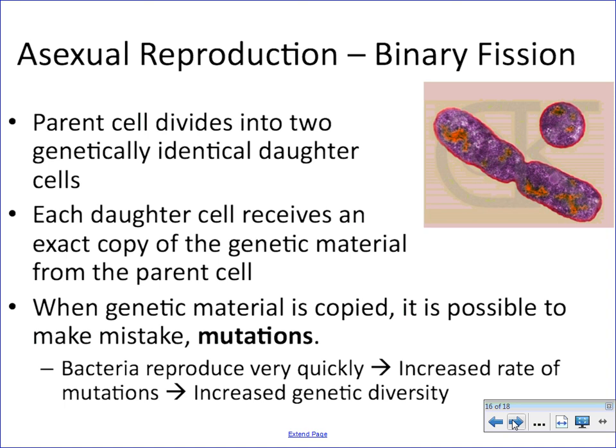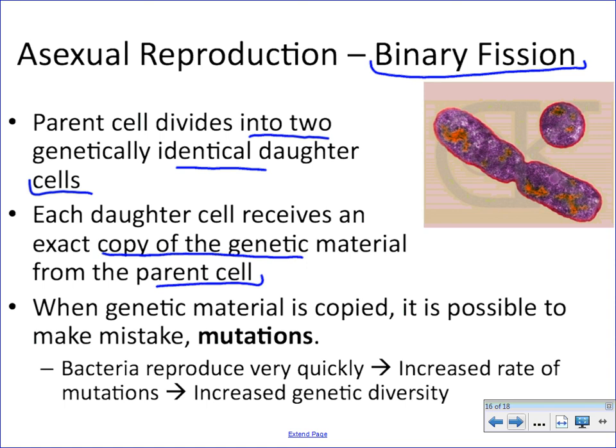So when prokaryotes or bacteria divide by asexual reproduction, they do this by a process referred to as binary fission. The parent cell is going to divide into two genetically identical daughter cells. Each daughter cell will receive an exact copy of the genetic material from the parent cell. When genetic material is copied, it is possible to make mistakes, and when mistakes happen, these are referred to as mutations.